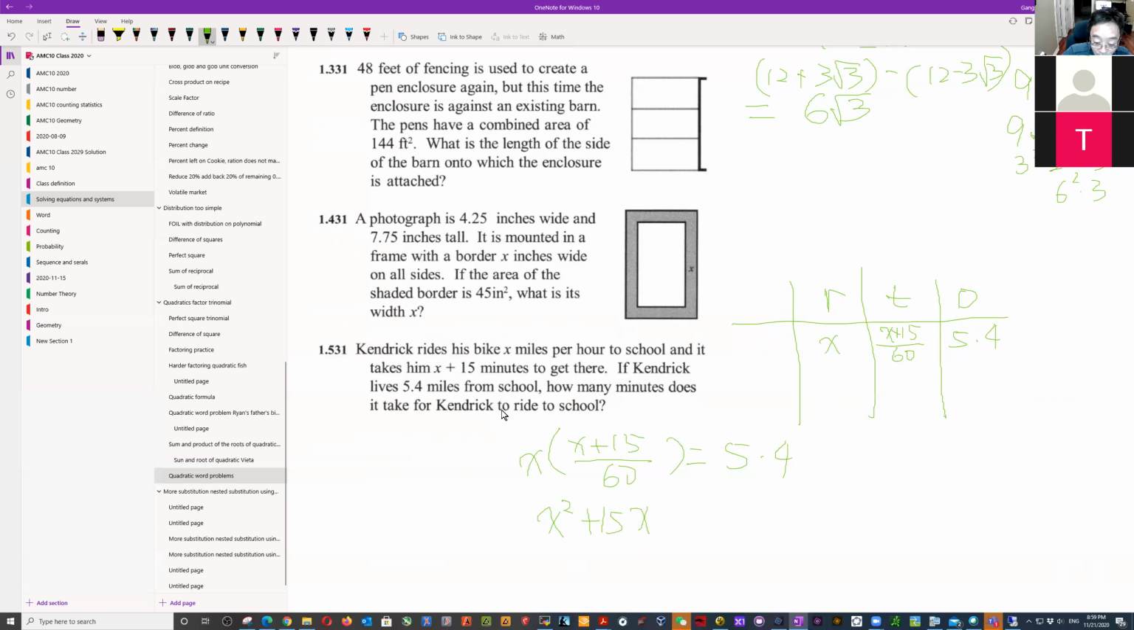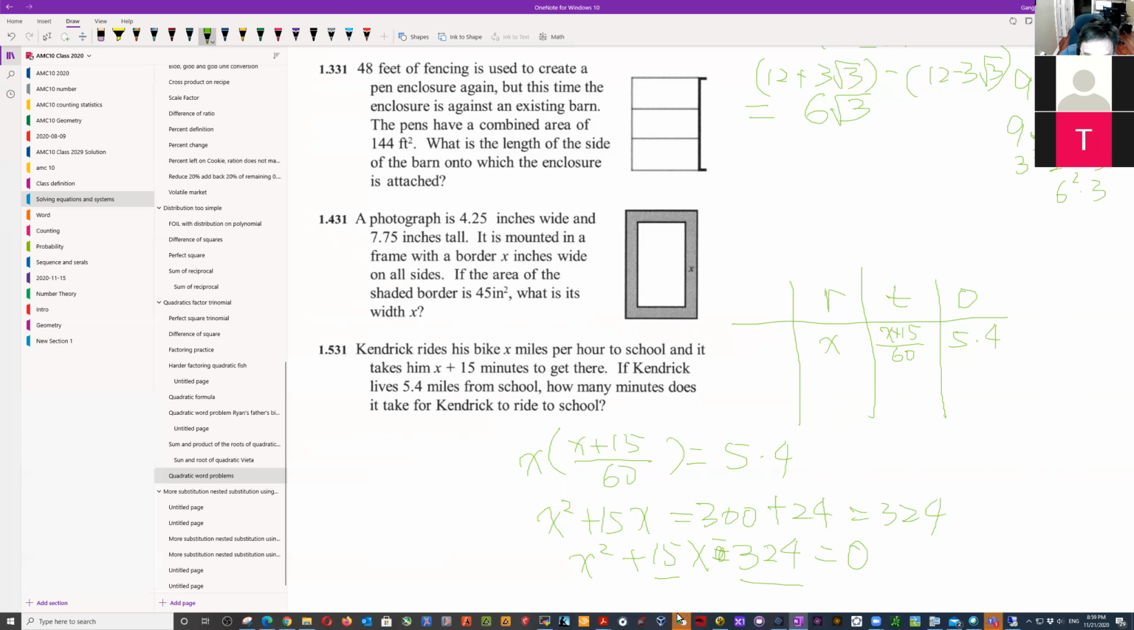And so 60 multiply 5.4, and that's going to be 300 if we do distribution, and 4 multiply 6 is equal to 24, plus 24. So basically that is equal to 324. So x squared plus 15x minus 324 is equal to 0.